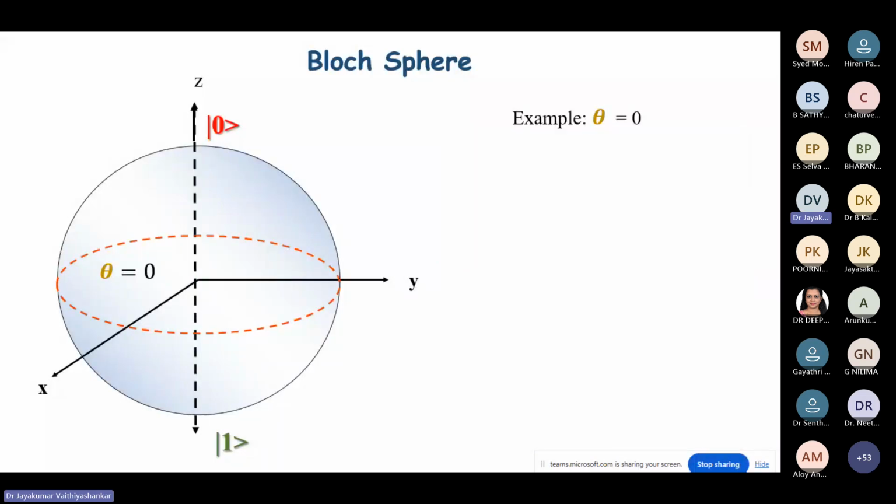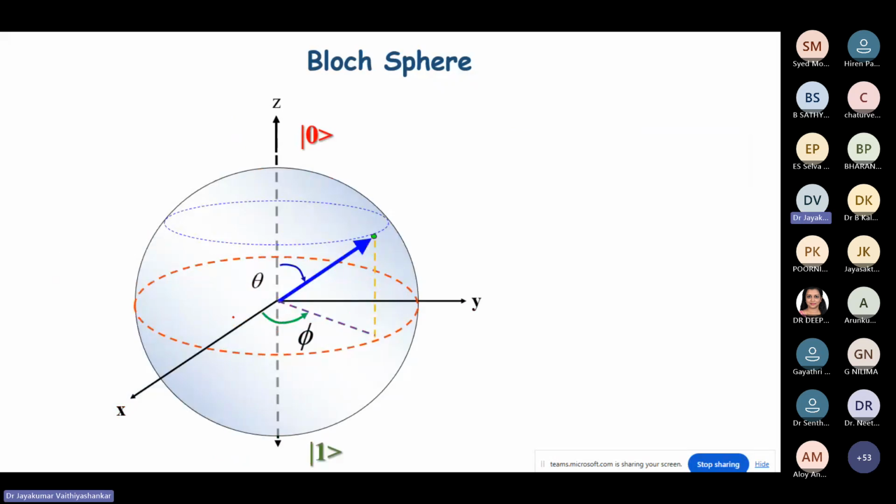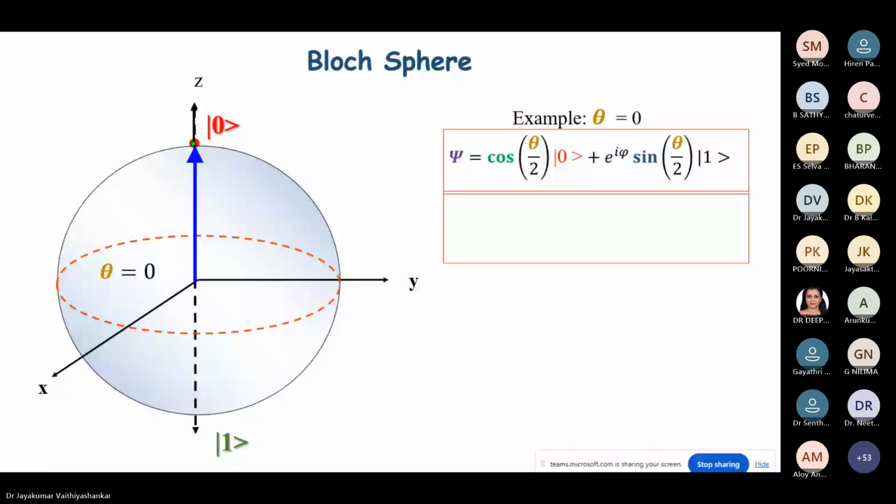Recall from the previous slide: what is the meaning of theta? Theta is the angle between your z-axis and the quantum state vector. If theta equal to 0, it will point to the north pole. So your quantum particle will point to the north pole. This is the understanding about this slide.